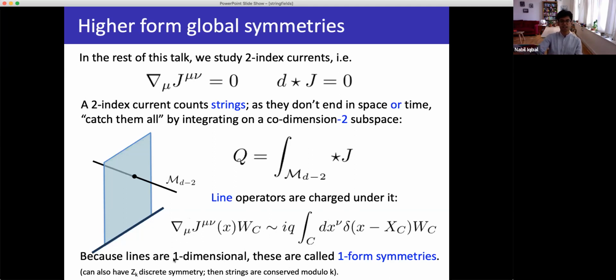Because lines are one-dimensional, such symmetries are called one-form symmetries. So if you have a U(1) one-form symmetry, you have this conserved current. You can also have a Z_K one-form symmetry. What that means is you don't have a conserved string number, you have a conserved string number modulo K. This fact that it is line operators that are charged is quite important. So I'll pause again for any questions about this.